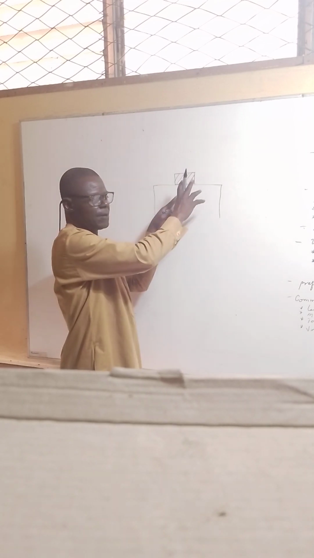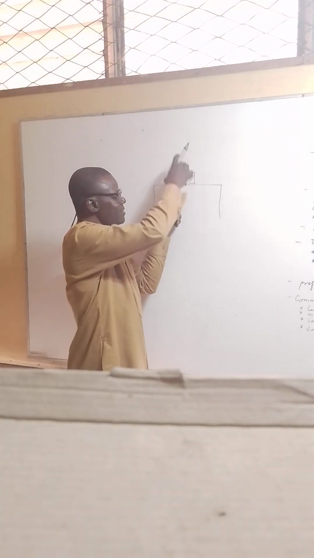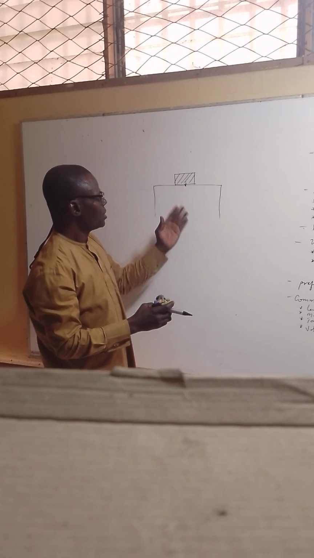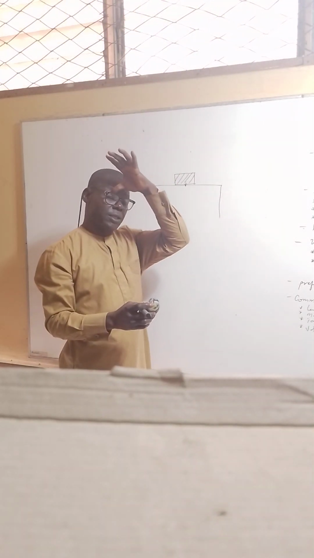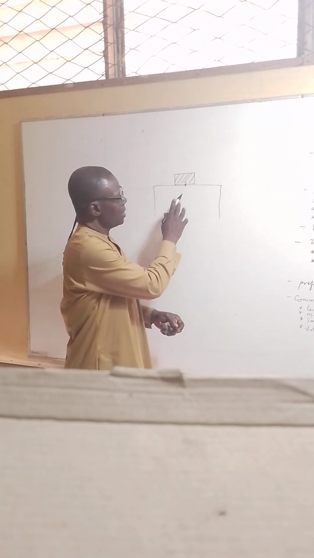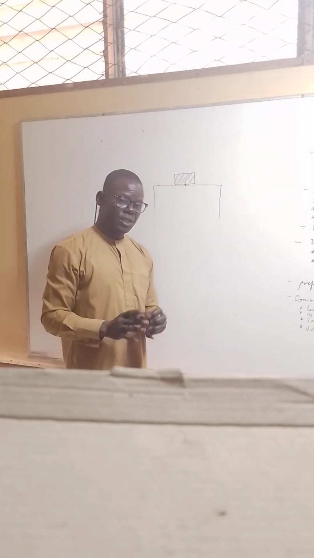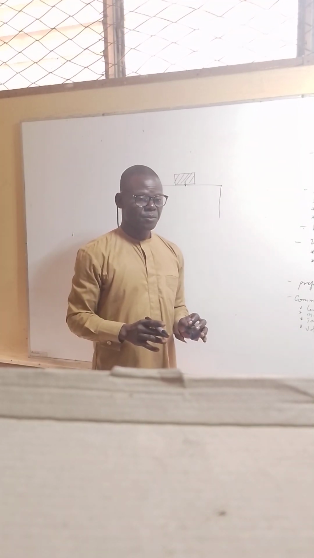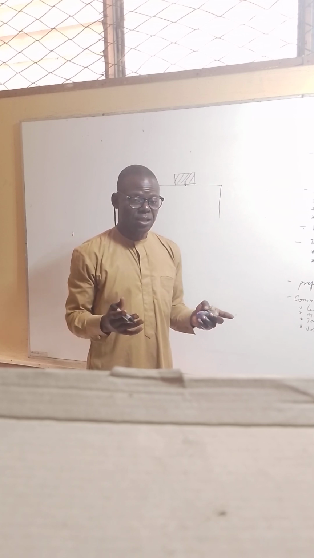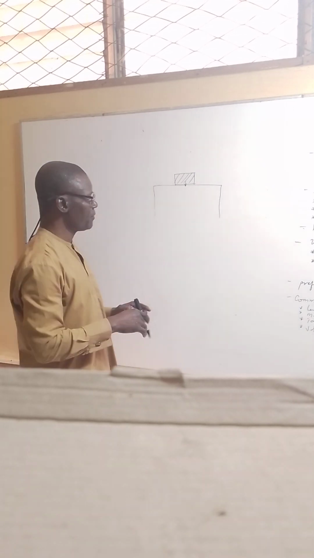And this force the table exerts on the object is called the reaction. It is reacting to the action force. So the action force is equal to the reaction force. That is what the third law is all about. But then, action and reaction forces are equal and opposite, but they do not cancel each other. Why? The simple reason is that the two forces are acting on two different bodies.